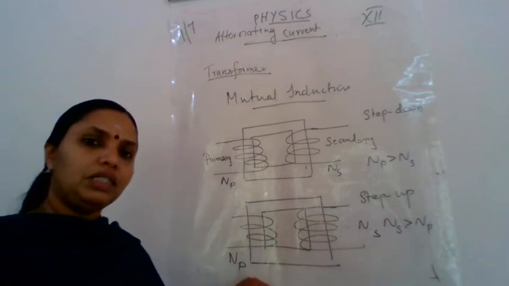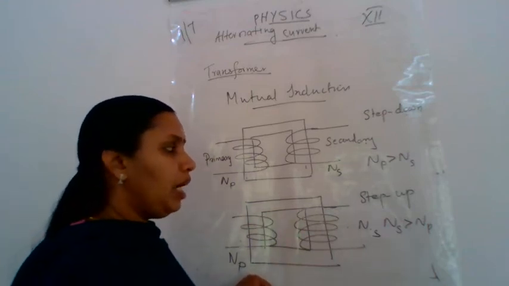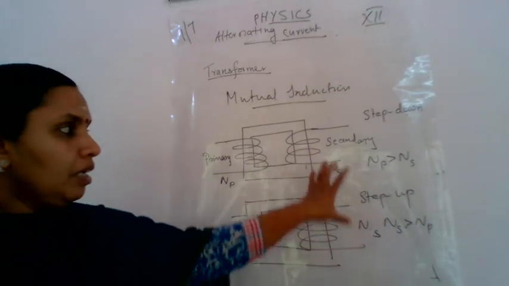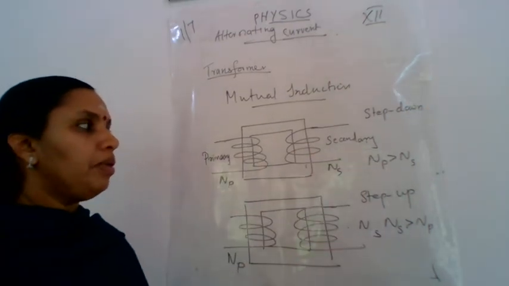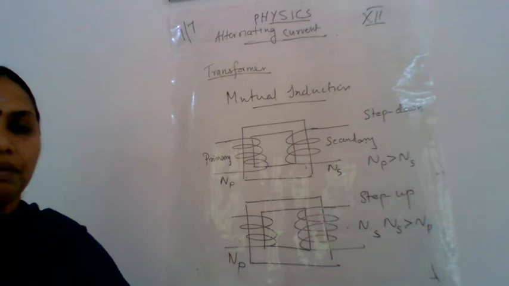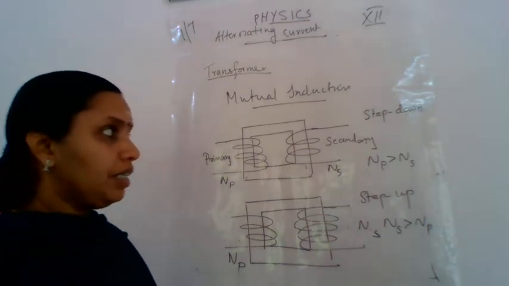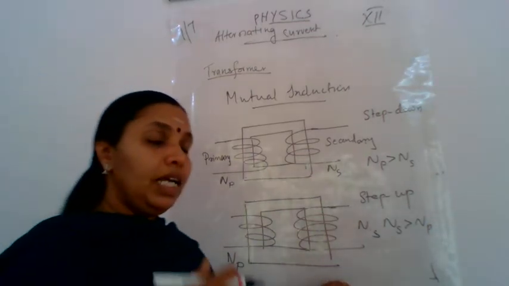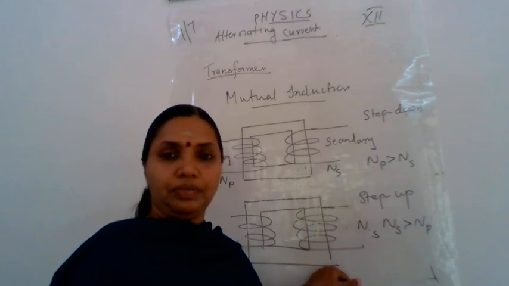So transformers are of two types, step down and step up. The main difference is in the number of turns of the coil in the primary and secondary. And what is the function? A step down transformer decreases the input voltage.